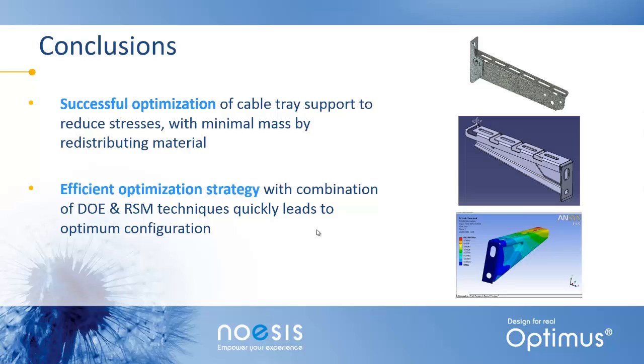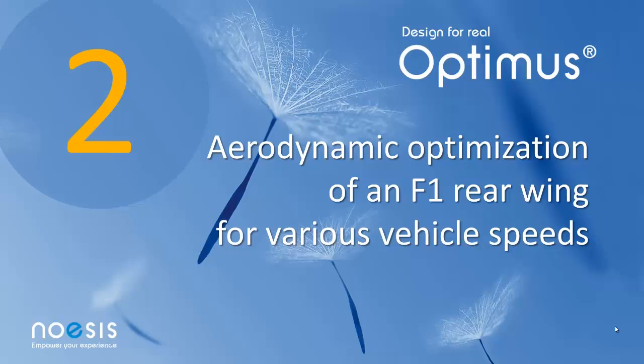So we hope that you've been able to see with this first case study that Optimus was able to perform, or that we were able to perform, a successful optimization of this cable tray. We were able to utilize some efficient optimization strategies as part of this. The next case study is an aerodynamic optimization performed on a rear wing of a race car. It's performed over multiple vehicle speeds.